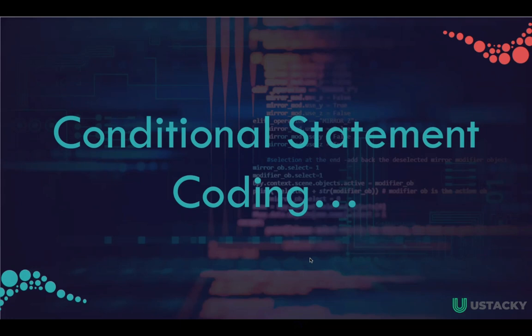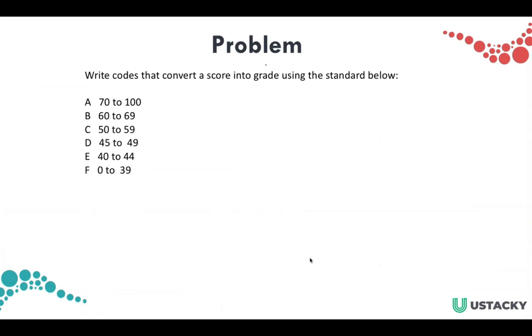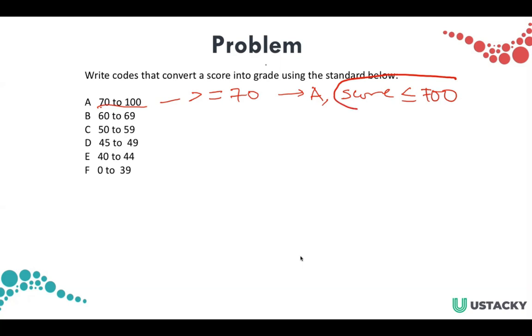It is time to write some codes. We have to write codes that convert a score into grade using the standard below. And I think this standard is very common amongst a lot of schools. So let us analyze the problem and try to create the conditions. The first standard is 70 to 100 is A. That is when the score is greater or equals to 70, we have A. Or we can combine it with and the score is less or equals to 100. So although the first condition is going to cover both, because for any mark that is greater or equal to 70, 100 is inclusive, we may not add this second condition.